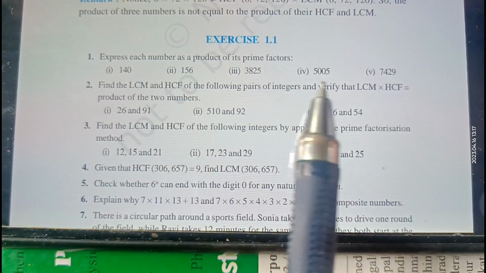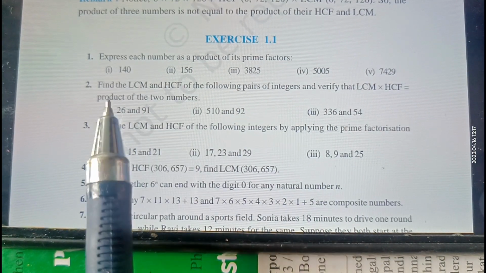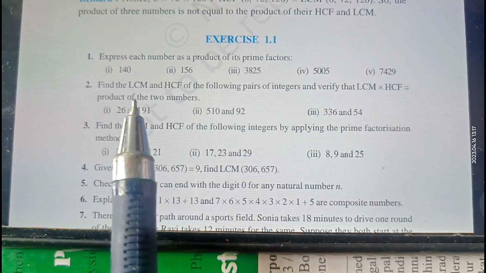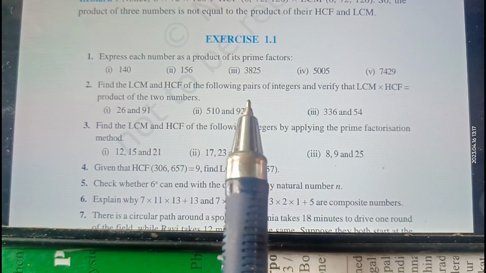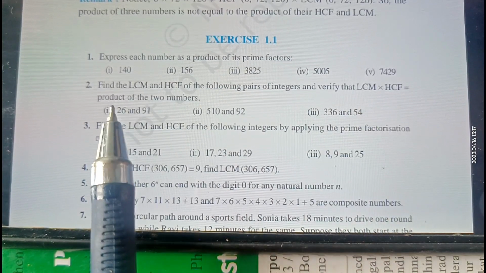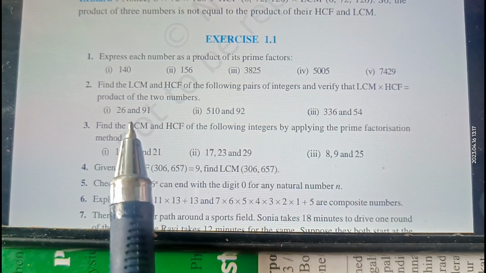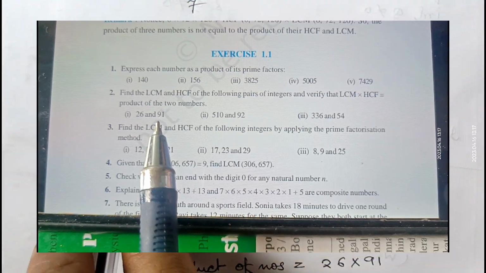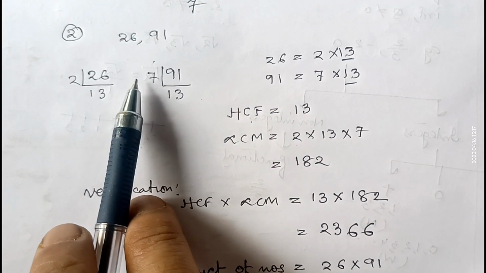I hope the remaining sums of question number 1 you can do yourself. In question number 2 it is given, find the LCM and HCF of the following pair of integers and verify that LCM into HCF equals the product of the two numbers. Let me show number 1, 26 and 91. Now here, first of all, we have to find the HCF and LCM.